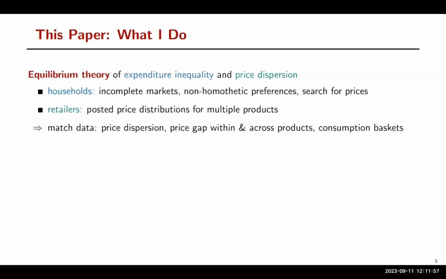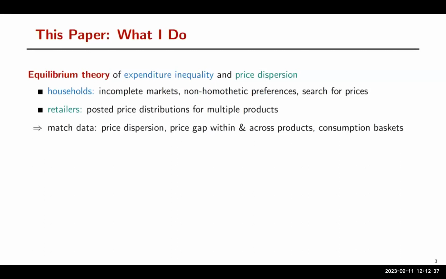Okay, so what am I going to do in this paper? I'm going to develop an equilibrium theory of expenditure inequality and price dispersion that can account for all of these patterns in the data that I've talked about before, and that can reproduce the mechanism that I've described intuitively on the previous slide. This model, in short, is going to have heterogeneous households on one side. They are ex post heterogeneous due to incomplete markets and exogenous income risk. These households are going to have non-homothetic preferences to get differences in their consumption baskets, and they're going to have an endogenous decision of how much they want to search for cheap prices, how much shopping effort they want to exert. On the other side of the market, there are retailers, and these retailers endogenously post a price distribution, one for each of the different varieties in the economy.